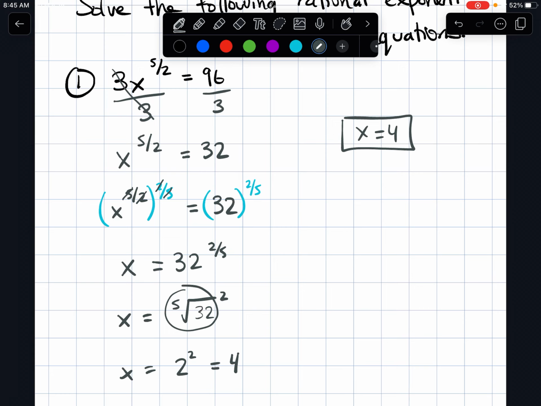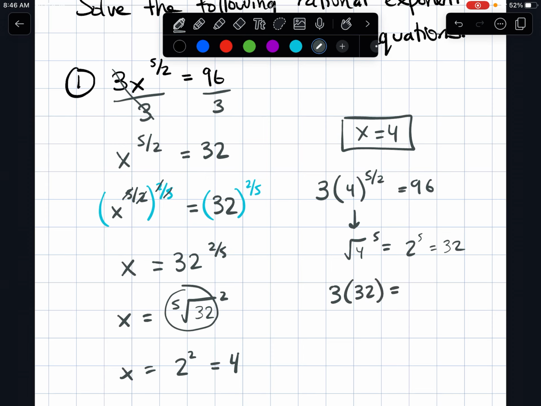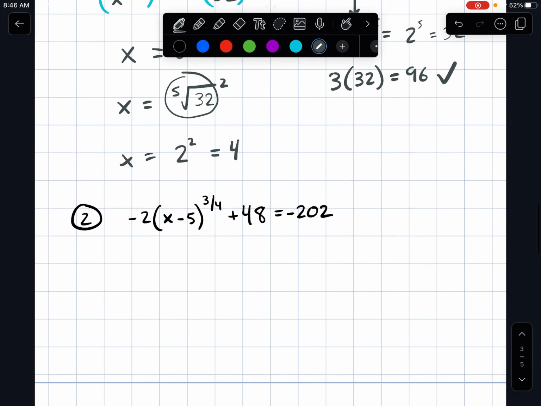Last thing we want to do is just double check to make sure this is, in fact, a solution. So we're going to plug in a 4. So we have 3 times 4 to the 5/2 power equals 96. So if I look at this right here, we know that this is the same as the square root of 4 to the 5th power. And this is equal to 2 to the 5th power, which is 32. So if we just quickly multiply that by 3, 3 times 32 does in fact equal 96. So 4 is in fact our solution.